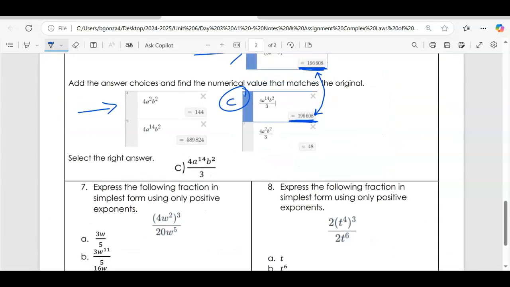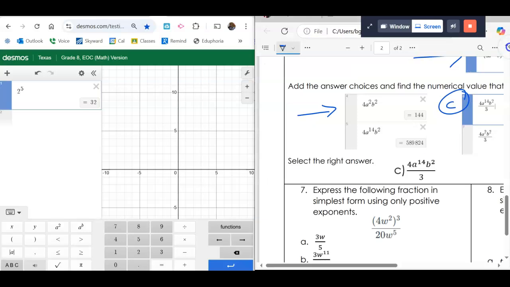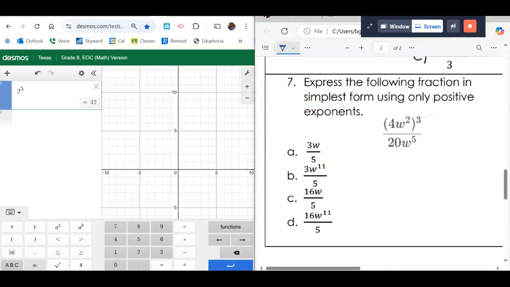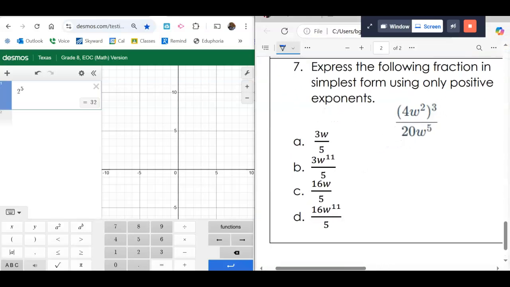Guess what the star is? Multiple choice, okay? So hopefully that makes sense. If not, I'm going to show you exactly how to do it with these two examples at the bottom. So look at number 7. I don't know why it's number 7, but whatever. Okay. Look at number 7.